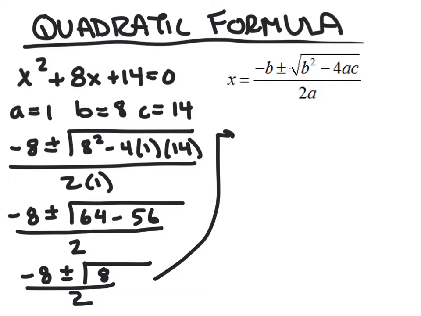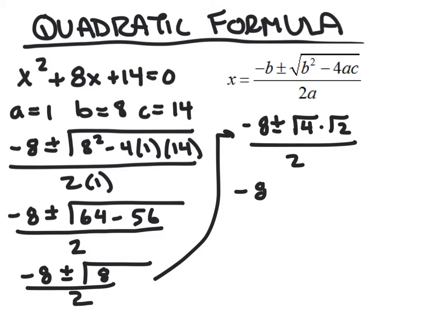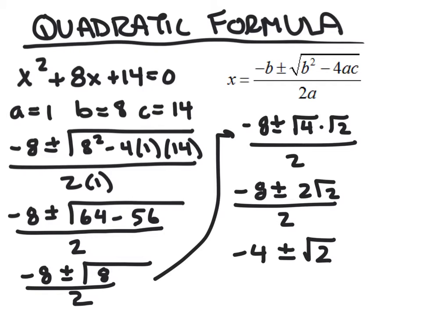Then we bring that up here, I get negative 8 plus or minus, and this does a quick little simplifying, all over 2: negative 8 plus or minus 2 root 2 over 2. And then finally 2 divides into negative 8, and 2 divides into 2 root 2, leaving us this answer. Here is our answer: negative 4 plus the square root of 2, and negative 4 minus the square root of 2. You can see, again, the power of this kind of formula. Let's do one more.